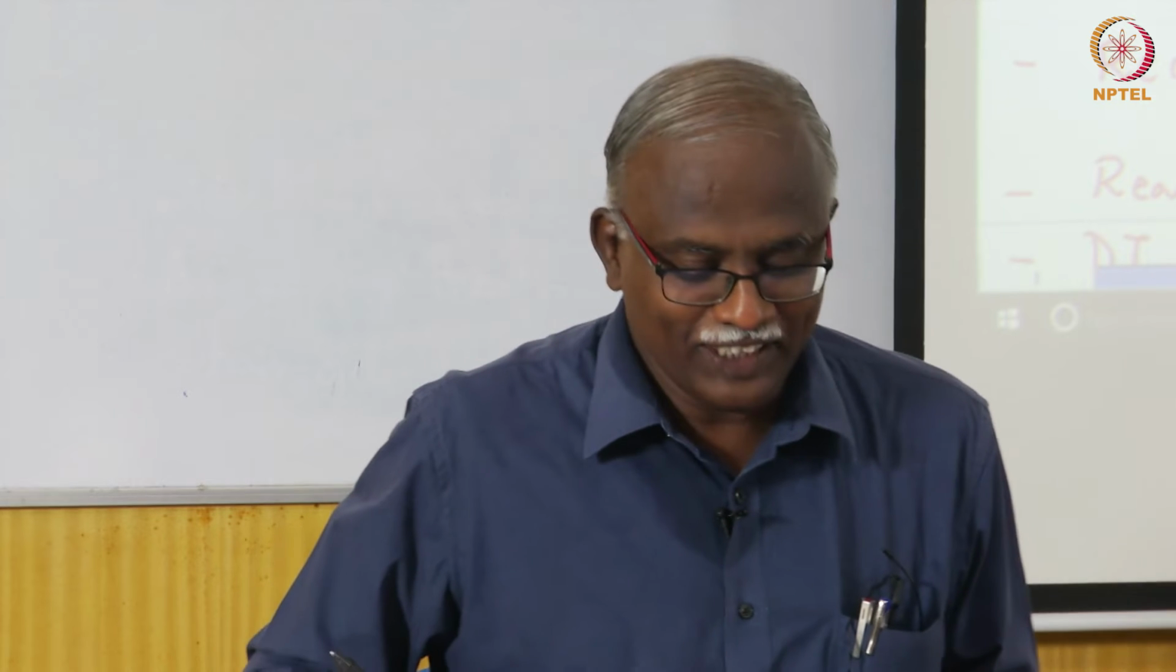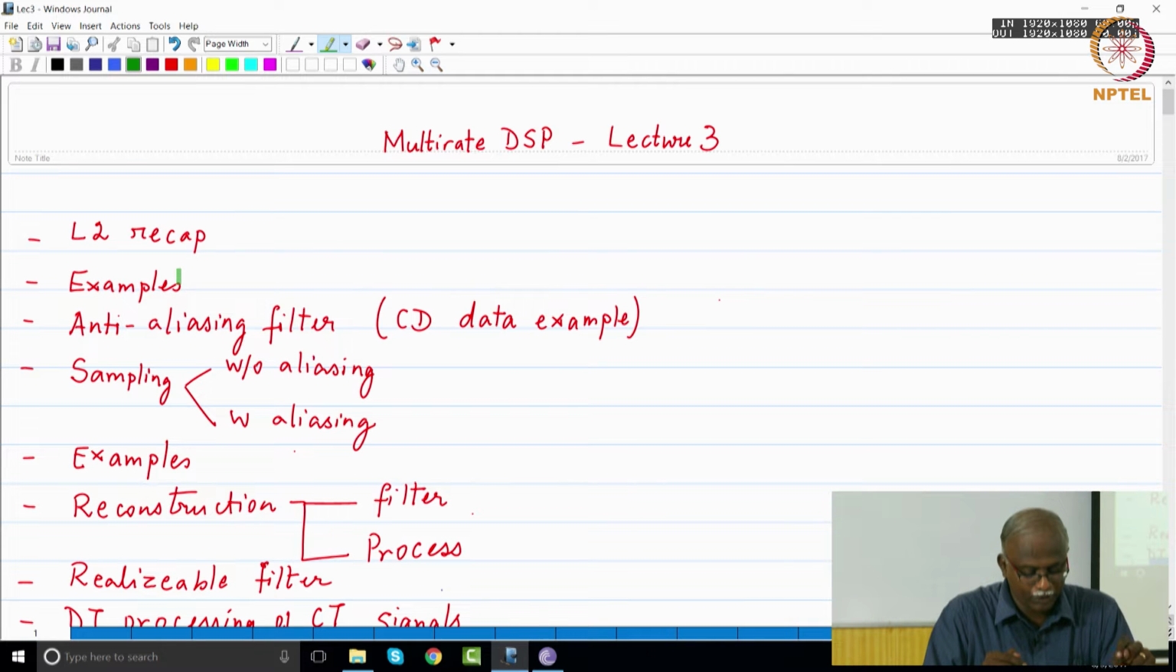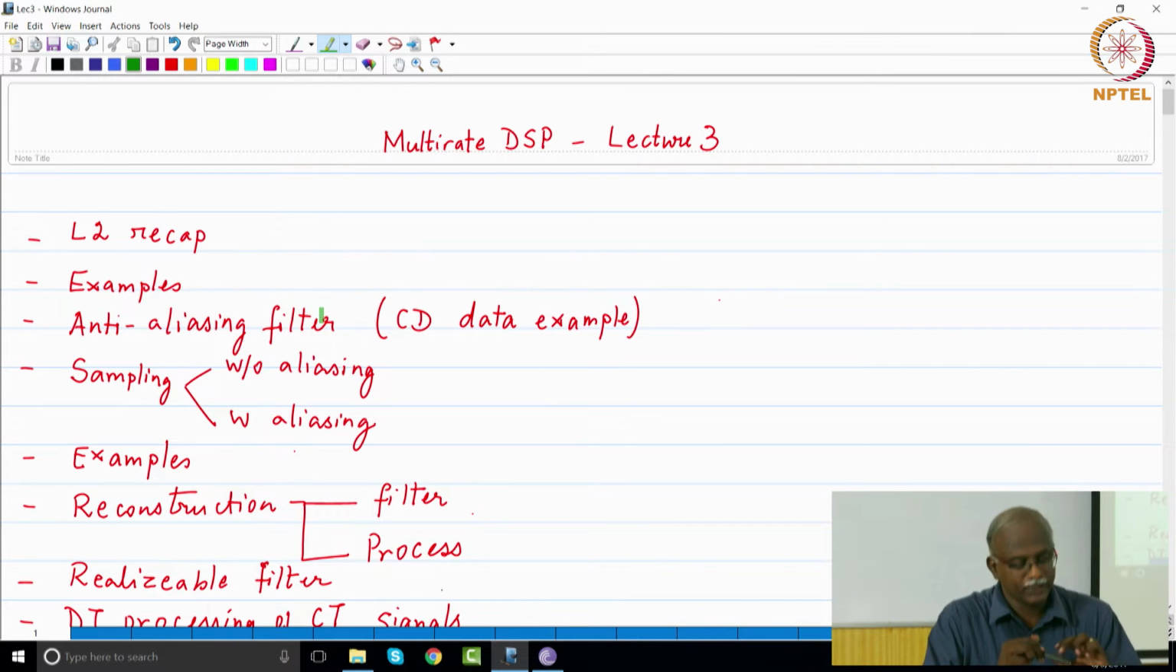Good morning. Lecture 3, we will be picking up from where we left off in the last lecture. We look at a quick summary of the key points that we have discussed in the last lecture, look at some examples, build on what we have talked about in yesterday's lecture, and make another comment about the anti-aliasing filter used in the compact disk data example.